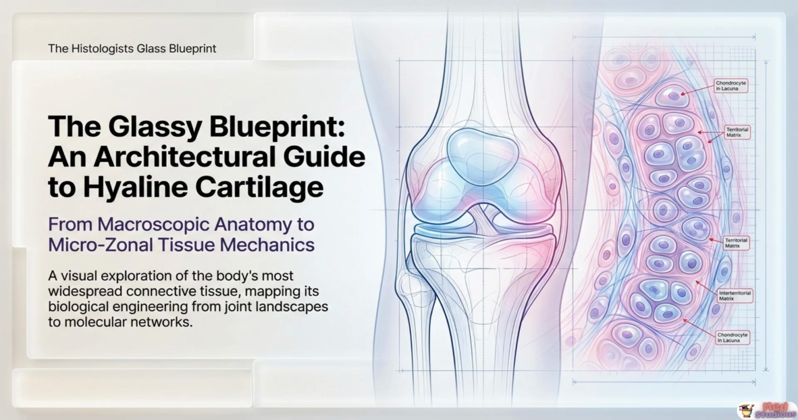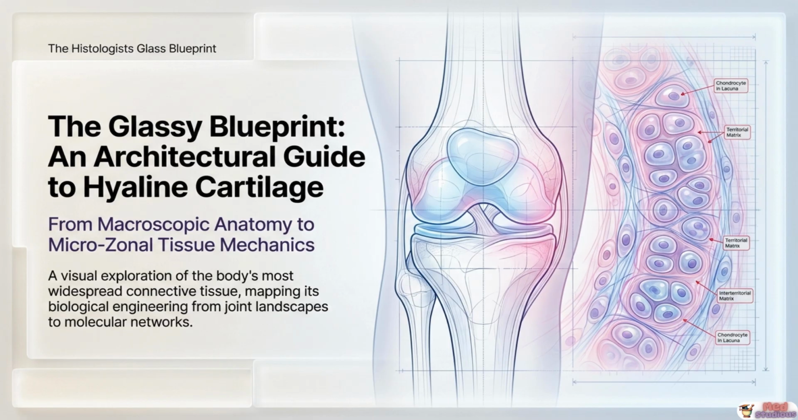This tissue is everywhere, and understanding it in detail is not just a histology exam requirement. It is fundamental to understanding joint disease, skeletal development, respiratory anatomy, and some of the most common clinical conditions your patients will present with over a lifetime of medical practice. This visual atlas, the Glassy blueprint, is your complete architectural guide to hyaline cartilage.